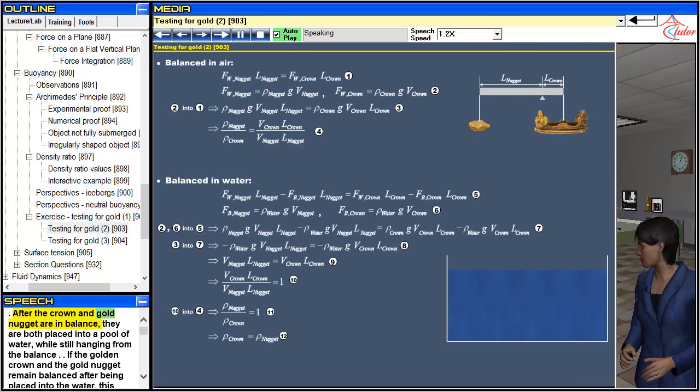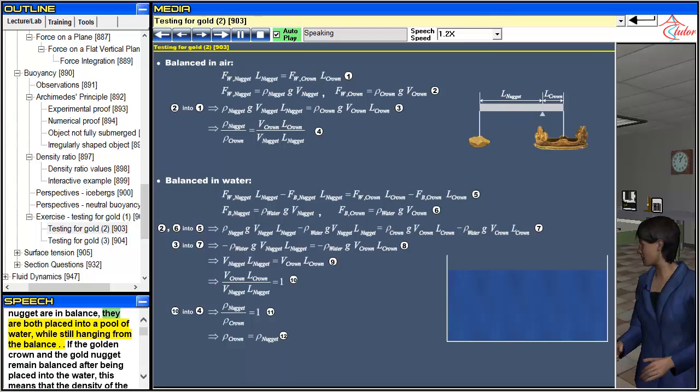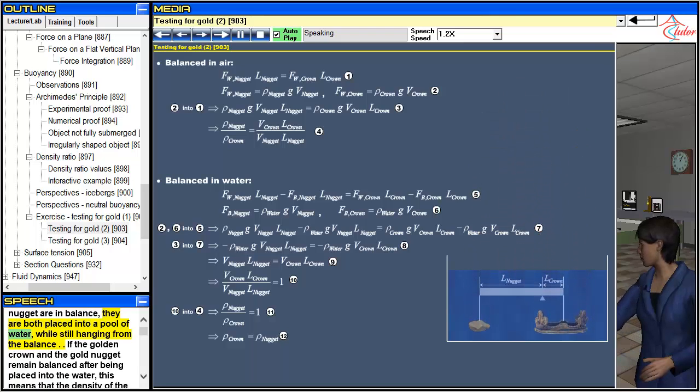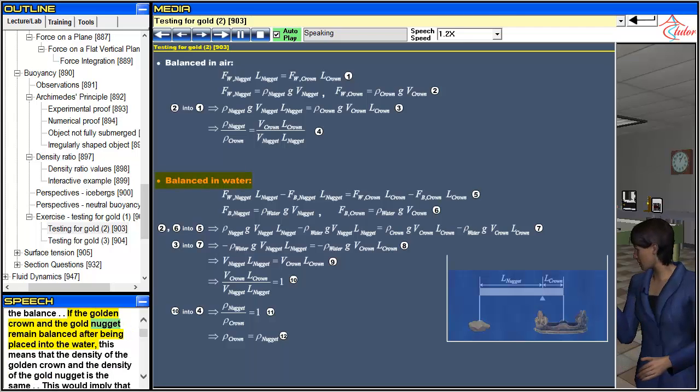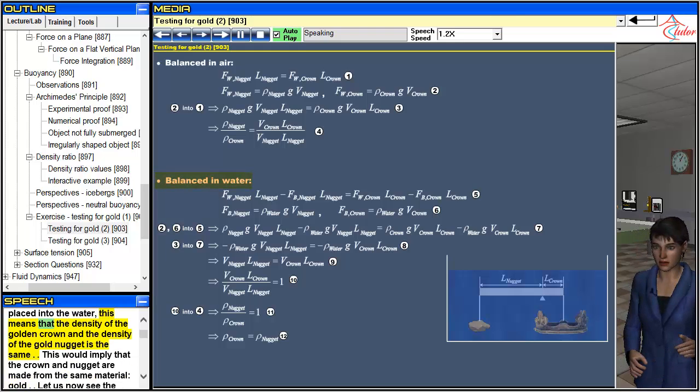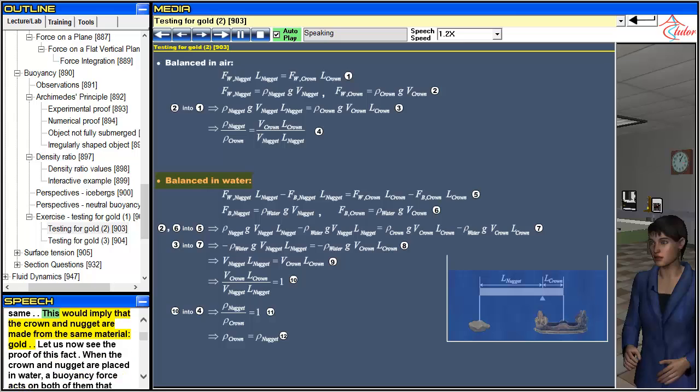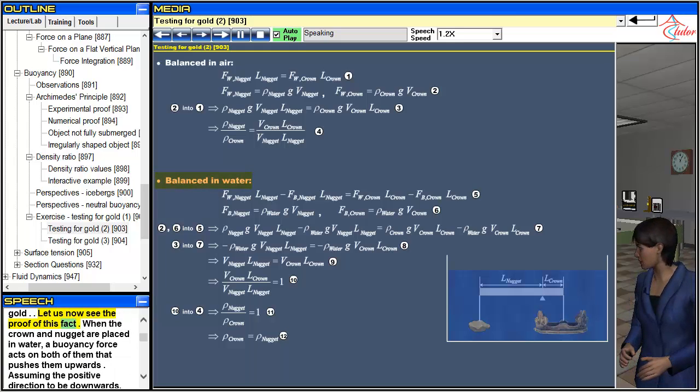After the crown and gold nugget are in balance, they are both placed into a pool of water, while still hanging from the balance. If the golden crown and the gold nugget remain balanced after being placed into the water, this means that the density of the golden crown and the density of the gold nugget is the same. This would imply that the crown and nugget are made from the same material, gold. Let us now see the proof of this fact.